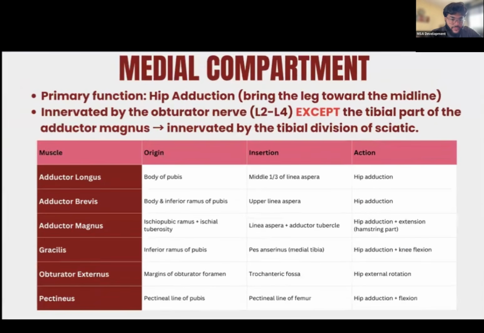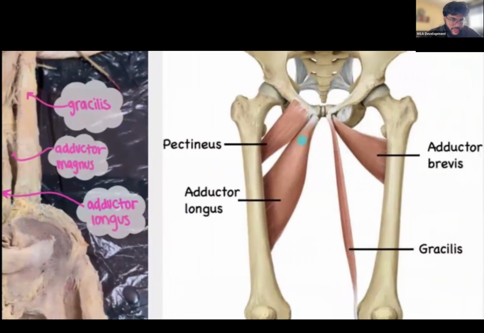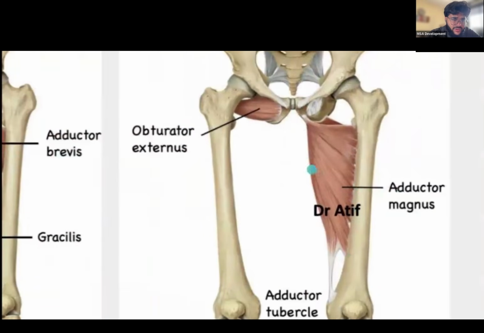Okay, more pictures. The most medial is your gracilis. Over here you can just barely make out the adductor magnus, and over here is your adductor longus. Again, most medially is your gracilis. Adductor longus is right here underneath the pectineus. Above the adductor longus is your pectineus. Then you have the adductor brevis. Then you also have the obturator externus, which comes from the obturator foramen, the hole that we talked about earlier on, and it inserts into the trochanteric fossa behind the femur.